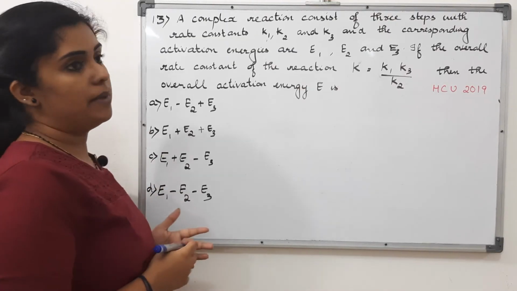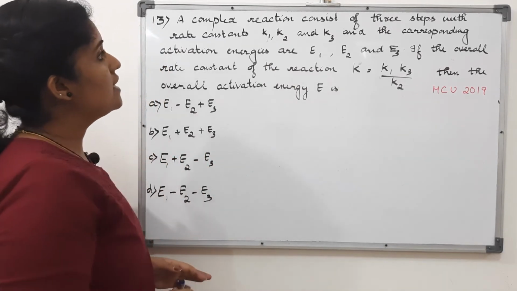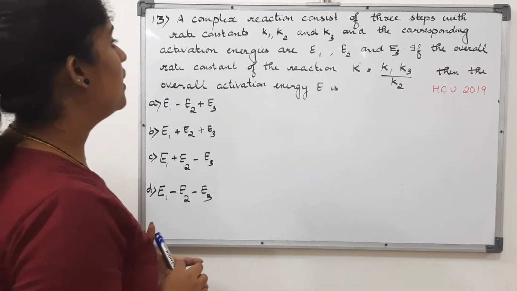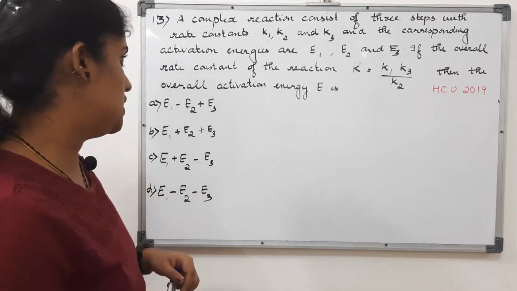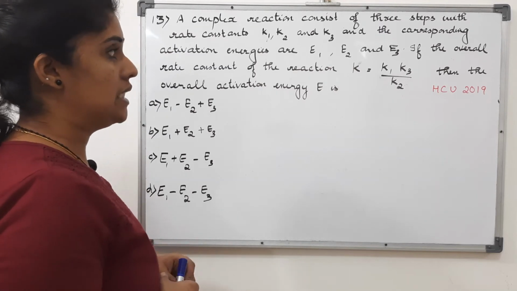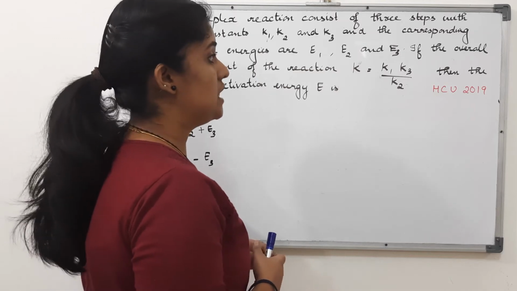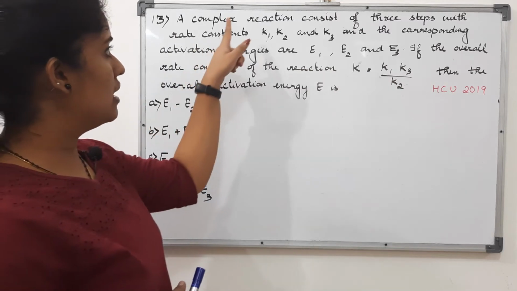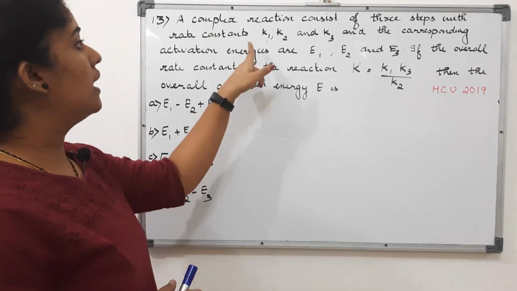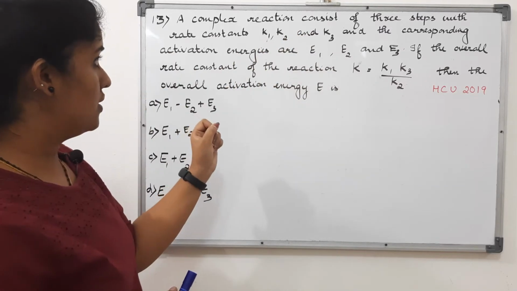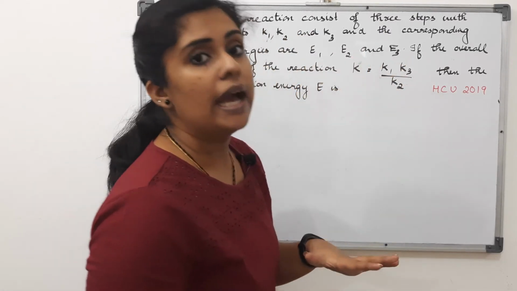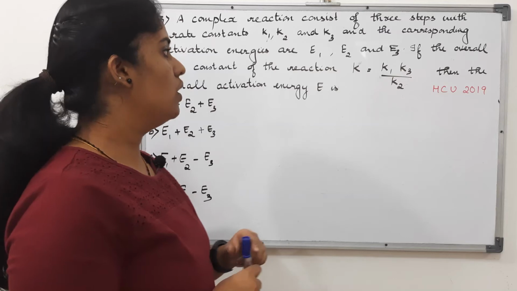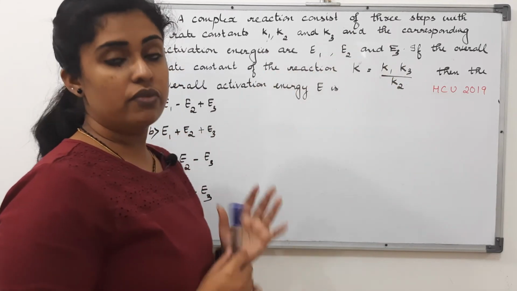The 13th question is from HCU 2019. A complex reaction consists of 3 steps with rate constants K1, K2 and K3, and the corresponding activation energies are E1, E2 and E3. If the overall rate constant of the reaction K equals K1 times K3 by K2, then the overall activation energy is. So, we have 3 different steps for the particular reaction, and their corresponding rate constants K1, K2, K3 with activation energies E1, E2, E3. For the overall reaction, the rate constant can be written as K1 times K3 by K2. Now, how would this E1, E2 and E3 be for the overall reaction?